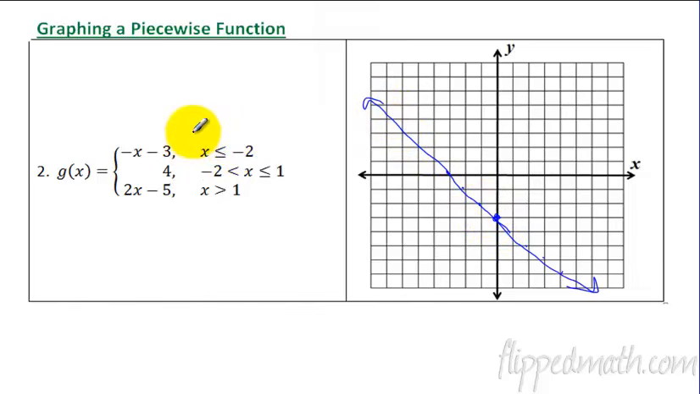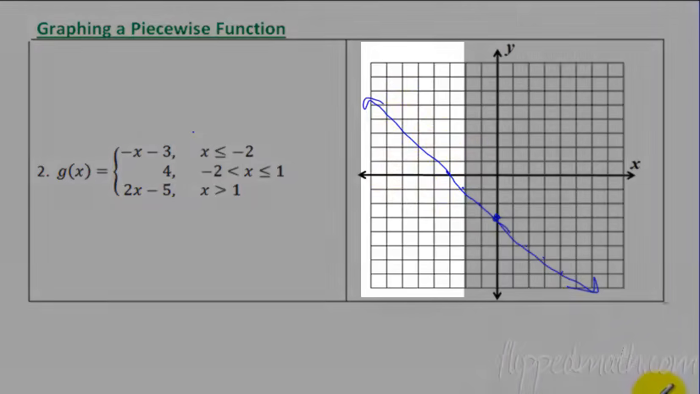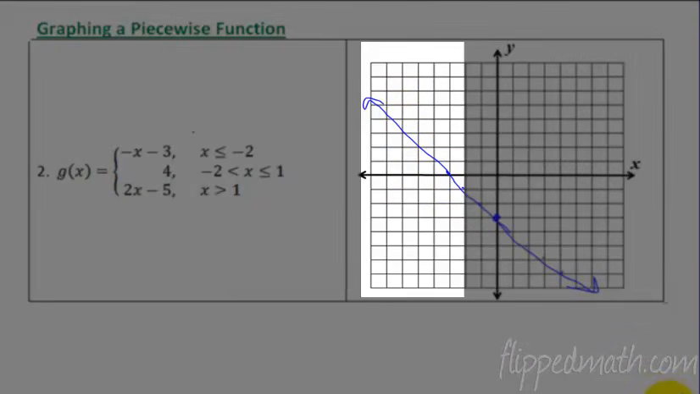Now this parameter says that the domain can only be less than or equal to negative 2. So I'm going to have a window come up here. Now, if you'll look, we're only looking at this boundary of negative 2, which is going to be right here, and then you're only looking left of that. So that's clear. This is where the graph should exist.